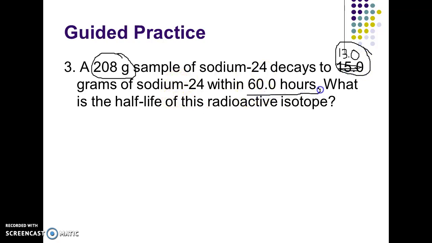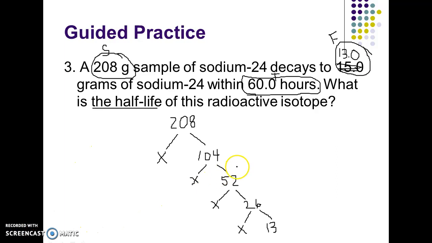And here we have 60 hours. Okay, 208 grams is where I start. 13 is the end point, my final. And 60 hours is my total time. I am looking for the half-life. So I'm going to set this up and I'm going to build my tree.